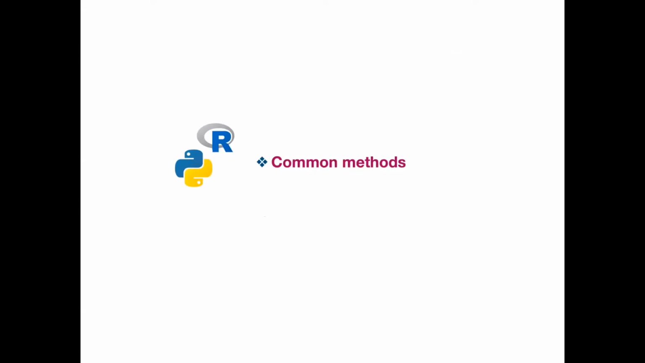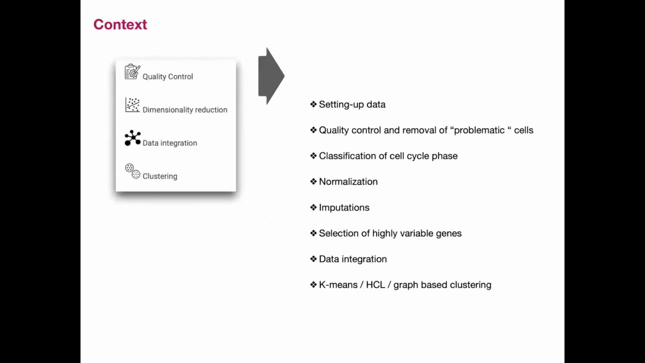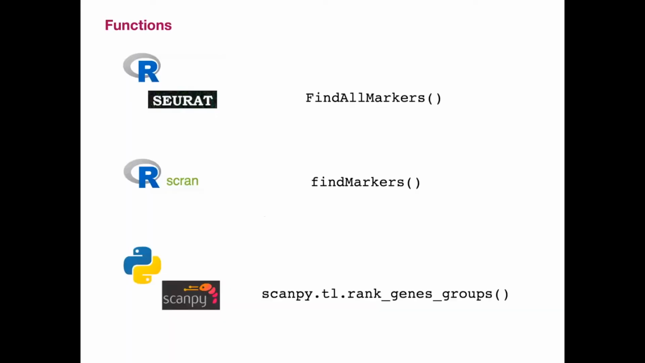Basically, there's quite a lot of methods. As we've done before, now we've done the quality control, dimensionality reduction, integration, and clustering. And we want to get to the differential expression. In Seurat, we have a function called FindAllMarkers. In Scran, we have findMarkers. And in ScanPy, we have rank_genes_groups.